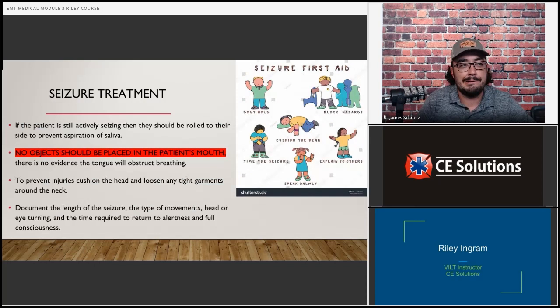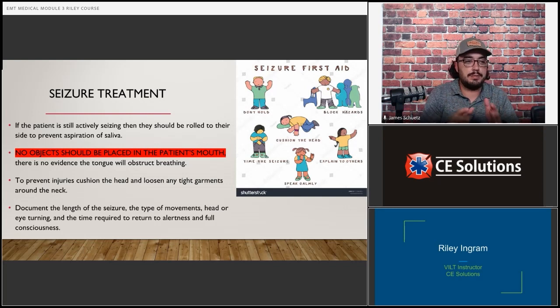All right. So treatment. If the patient is still actively seizing, then they should be rolled to their side to prevent aspiration of saliva. Odds are they're going to be drooling a lot. They're going to have a lot of saliva production. So we want to roll them into a recovery position. That way it can all just drain out of their mouth, right? And if they vomit, that can also just drain out. They don't aspirate on it.